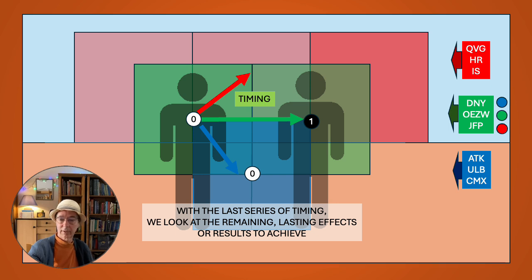Okay, the last series, the last level of this green series. So you have D and Y, you have O, E, Z, W already. Now you have G, F, P. They will be about the final results and effects and limits as well of this whole process.